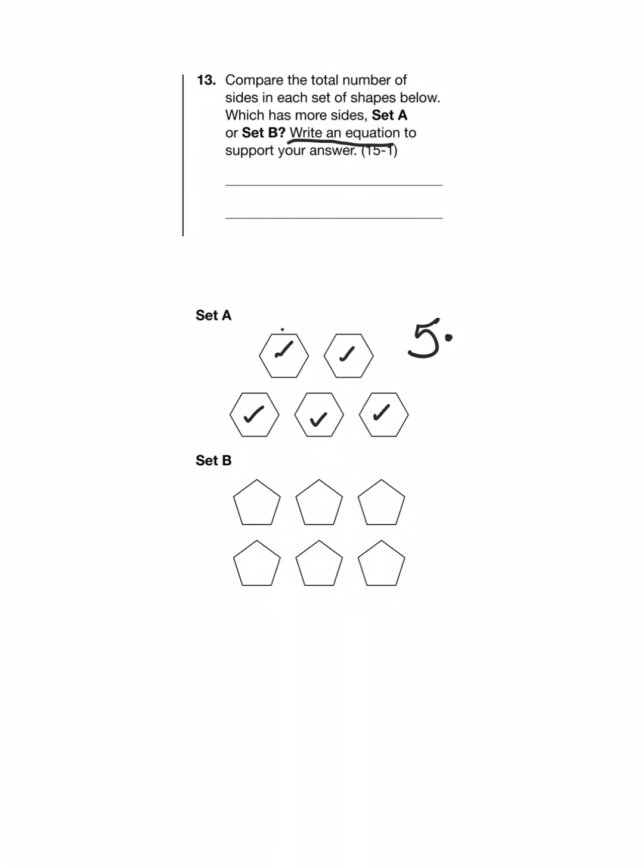And let's see here. 1, 2, 3, 4, 5, 6. Each of these shapes has 6 sides. So that's going to be 5 hexagons with a total of 30 sides. And then I'm going to have to do the same thing for set B: count up how many shapes there are, figure out the total number of sides, and then compare them using the two equations.